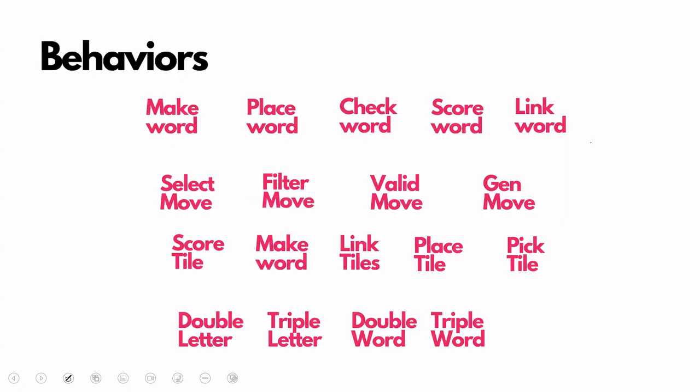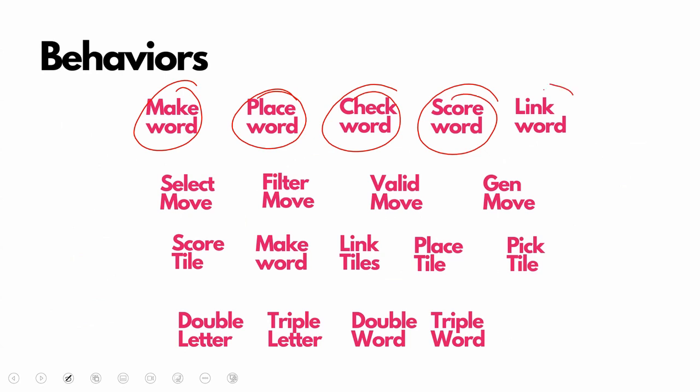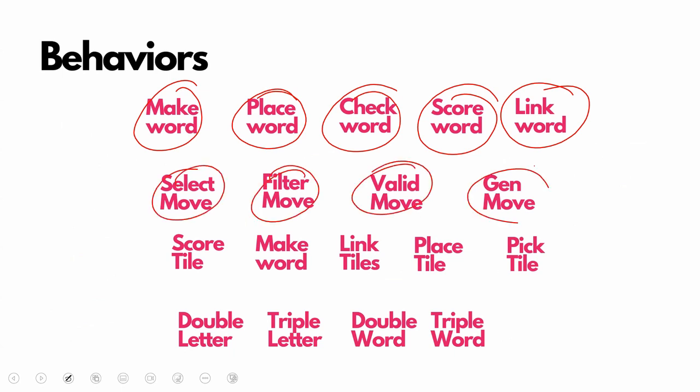फिर आपके behaviors हैं. So if you think in terms of word, right? तो word से related behaviors क्या क्या हैं? So एक is make word, एक is place word, एक is check word, then there is score word, then there is link word. And then similarly, if you think in terms of move, तो moves के behaviors क्या हैं? So select move, filter a move, validate a move, generate a move.